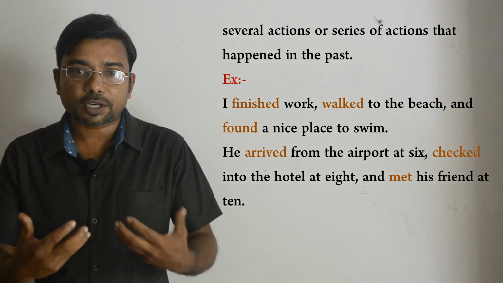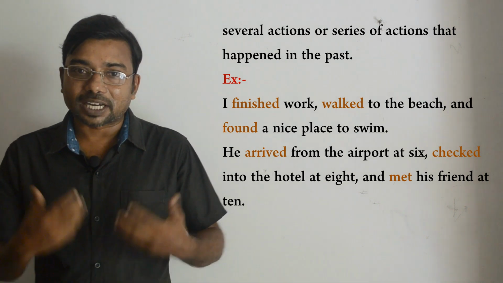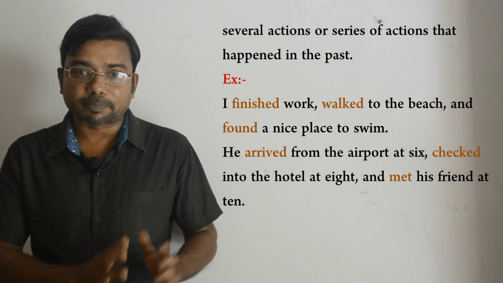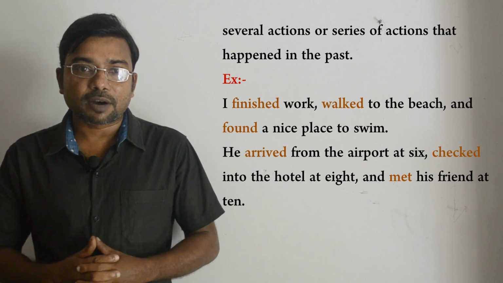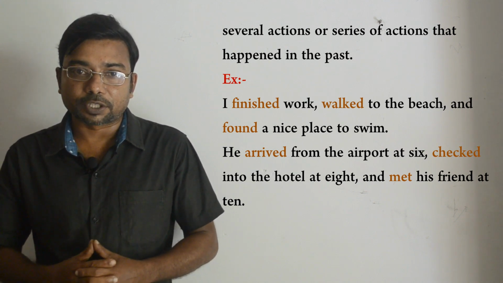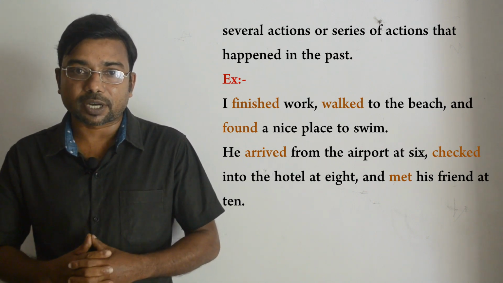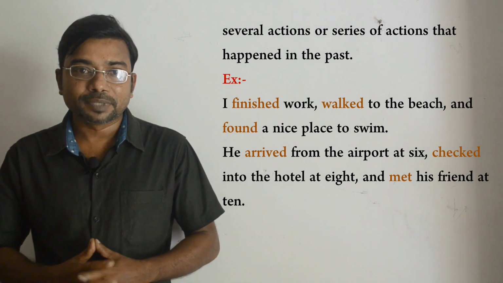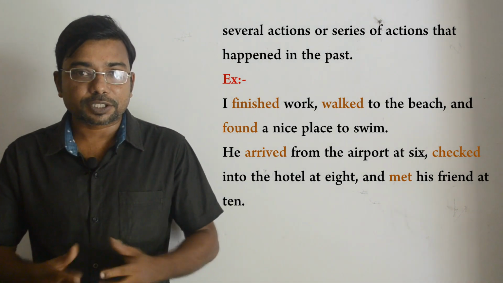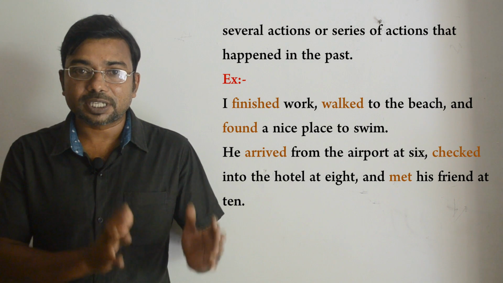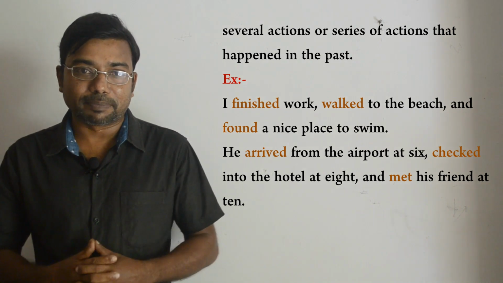And also walked to the beach. It's another action that we completed in the past. And the third one is found a nice place to swim. It's also a completed action in the past. Okay, when you look at this example, it's clear. We can use this simple past tense to describe several actions or a series of actions which completed in the past.